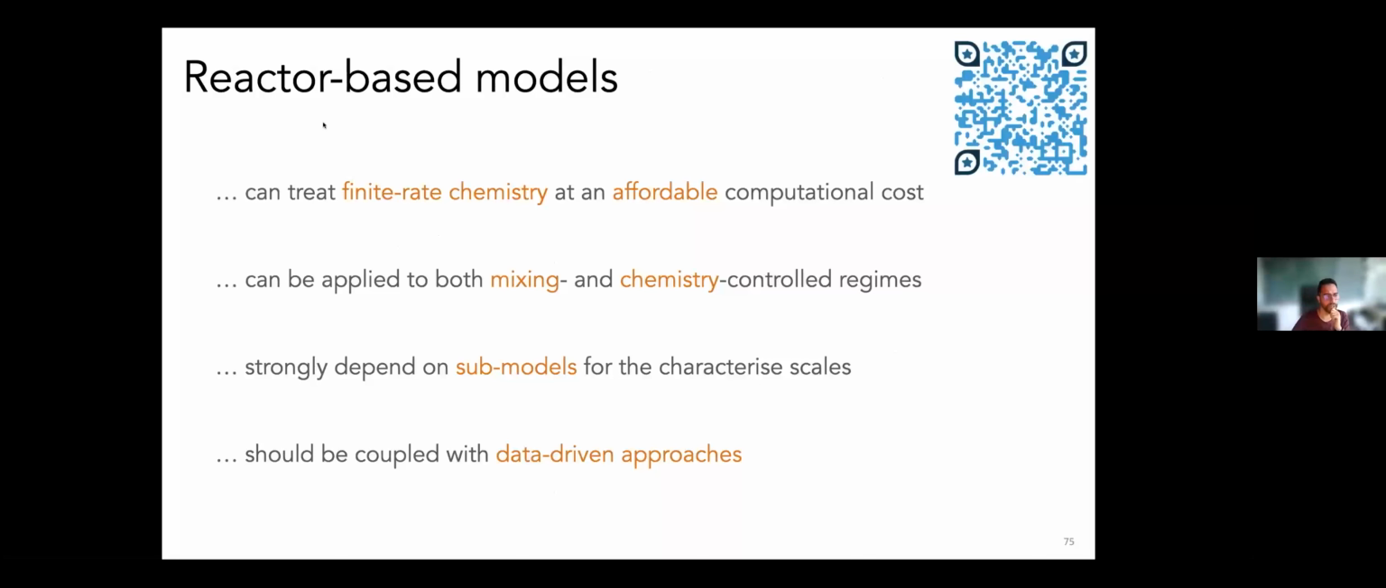I think I tried to convince you of the power of this reactor-based model in treating finite rate chemistry at an affordable computational cost. They can be applied to both mixing and chemistry control regimes. They depend strongly on submodels for the characteristic scales, and should be coupled with data-driven approaches to improve their predictivity and reliability.